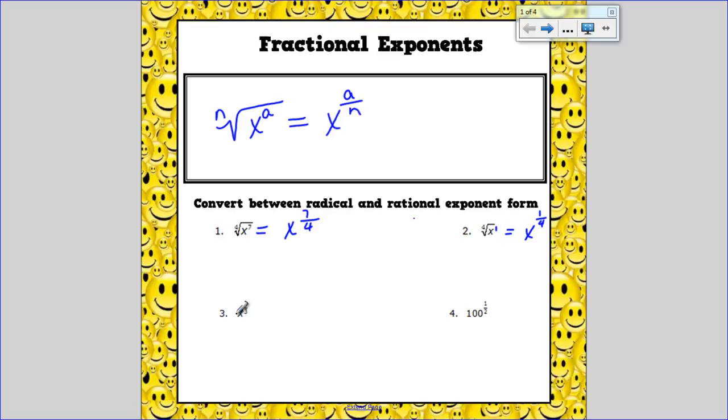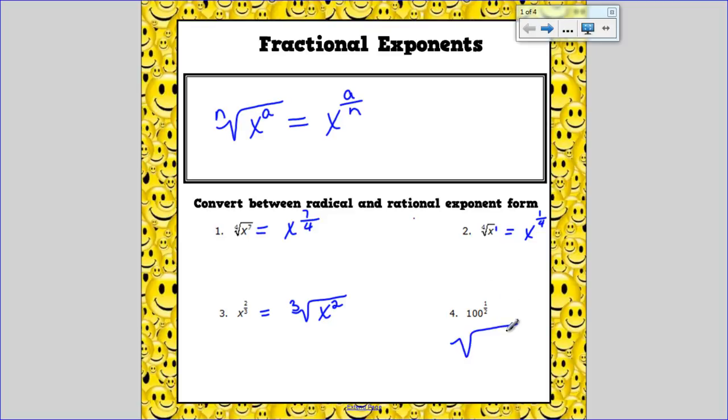So number 3 and number 4, though, are written already with a rational exponent. I want to rewrite them as a radical. So I'm going to turn that rational exponent into a radical. Well, the base is an x, so I know I'm going to have a radical with an x inside. It's just, where do these two numbers go? The top number goes inside with the base. The bottom number goes outside and becomes your root. Done. So number 4 here is 100 to the 1/2 power.